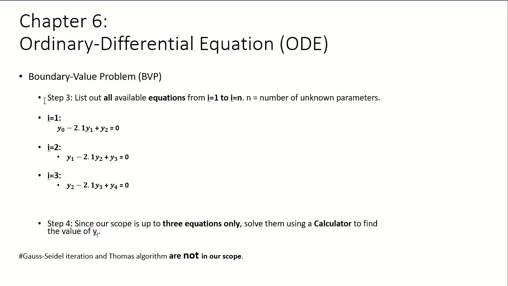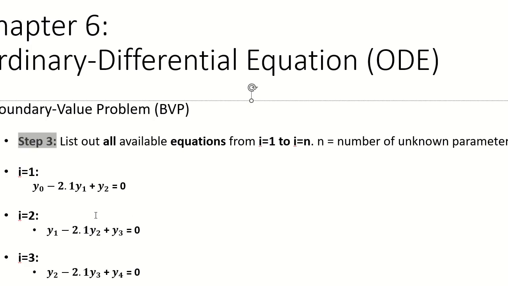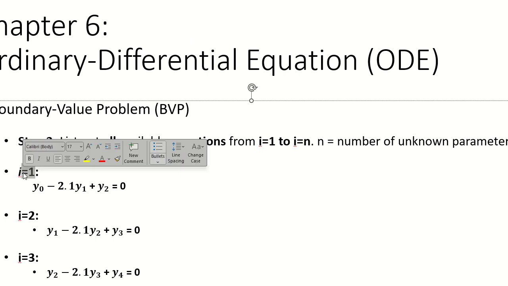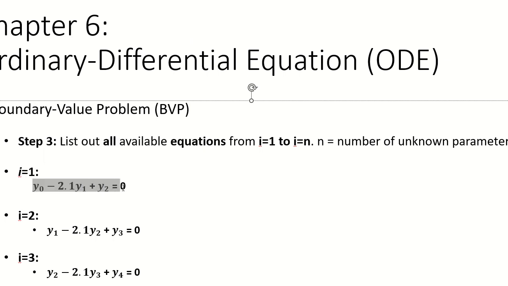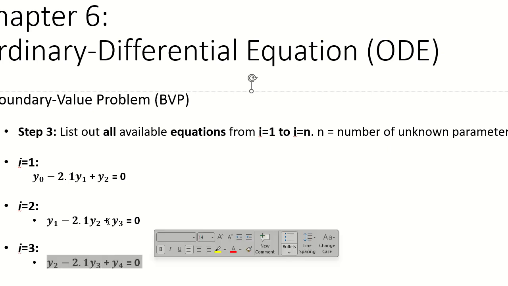Here we go, step 3, where we need to list out all of them. So how are we going to make it easier? We substitute when i equals 1, then you will get this equation. When i equals 2, you will get another equation. When i equals 3, you will get the third equation.